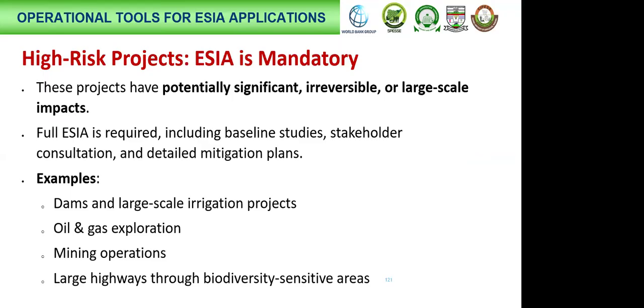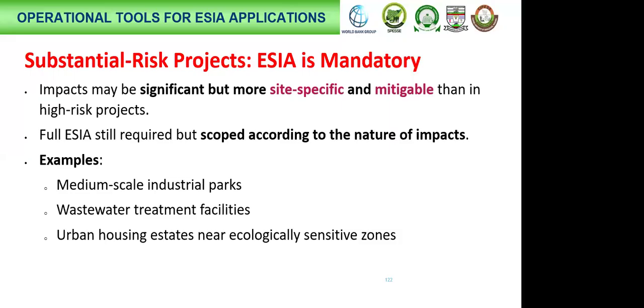So for high risk projects, the ESIA is mandatory, okay? Because these projects have significant, irreversible, or large-scale impacts on the environment. So that means we require a full ESIA. This one includes things like baseline situations. You consult stakeholders, and then you also need to have detailed mitigation plans. Examples of such projects are listed there: dams, oil and gas, mining operations, and large highways that pass through biodiversity sensitive areas.